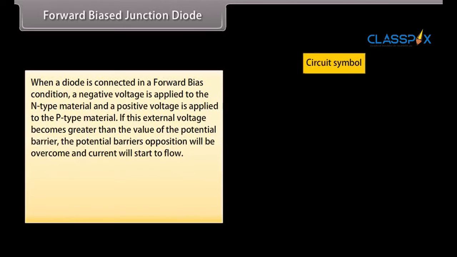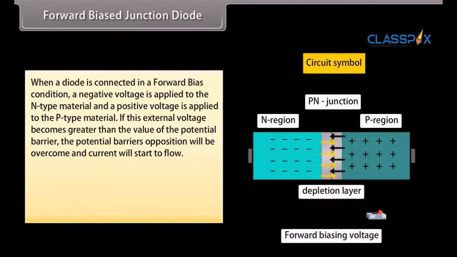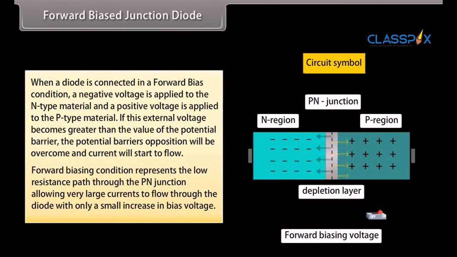Forward biased junction diode. When a diode is connected in a forward bias condition, a negative voltage is applied to the N-type material and a positive voltage is applied to the P-type material. If this external voltage becomes greater than the value of the potential barrier, the opposition will be overcome and current will start to flow. Forward biasing condition represents the low resistance path through the p-n junction, allowing very large currents to flow through the diode with only a small increase in bias voltage.